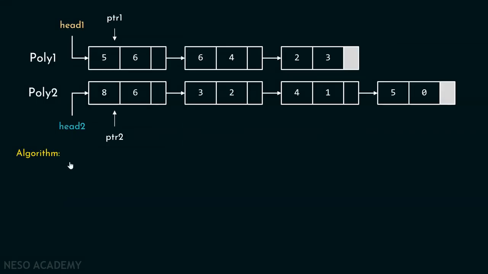Now, let's see the algorithm behind addition of two polynomials. Repeat the following until PTR1 or PTR2 becomes null. Here you can see PTR1 pointer is pointing to the first node of this list, and PTR2 pointer is pointing to the first node of this list, right? We will repeat the following algorithm until PTR1 or PTR2 becomes null. Obviously, we will use these two pointers for traversing the lists.